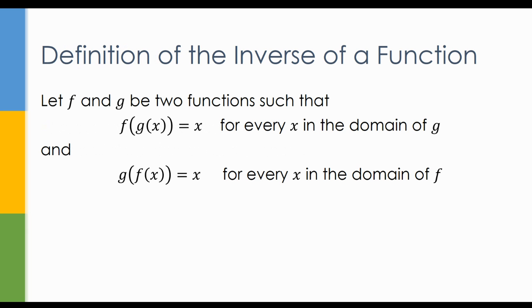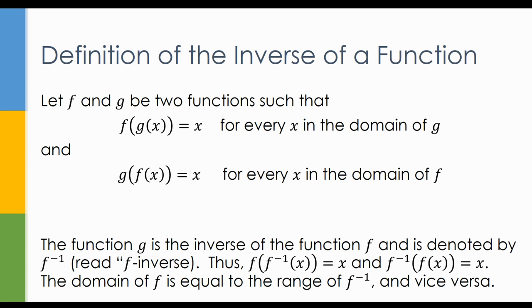So let's talk about the definition of the inverse of a function. It says let f and g be two functions such that f of g of x equals x. So notice that we're dealing with a composition here. So g of x was substituted into the function f of x, and that composition resulted in it equaling x for every x in the domain of g. And the same thing, if I put g of f of x, so that means f of x went into the function for g of x, and I get it to equal x for every x in the domain of f. If both those things happen, we have inverses.